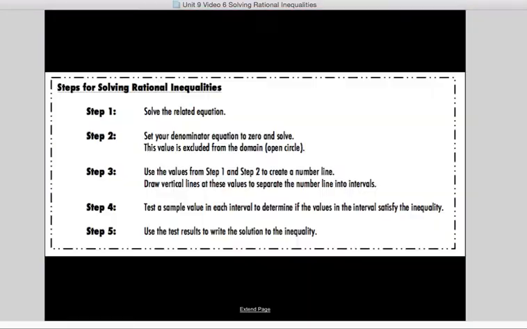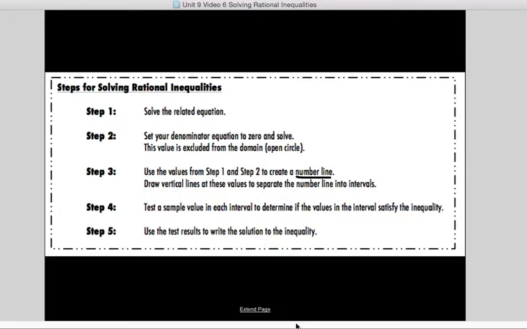Okay, so there are some steps when we are solving rational inequalities. The first step is to solve the related equation. That basically means just solve the equation that you are given. Step 2 is to set your denominator equal to 0 and solve, because you can't divide by 0, so we have to solve for what is excluded. Then we will draw a number line and put our answers from steps 1 and 2 on the number line.